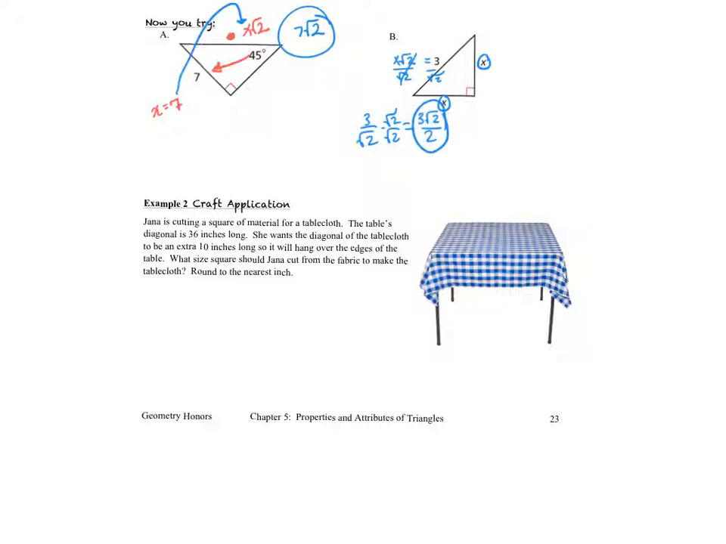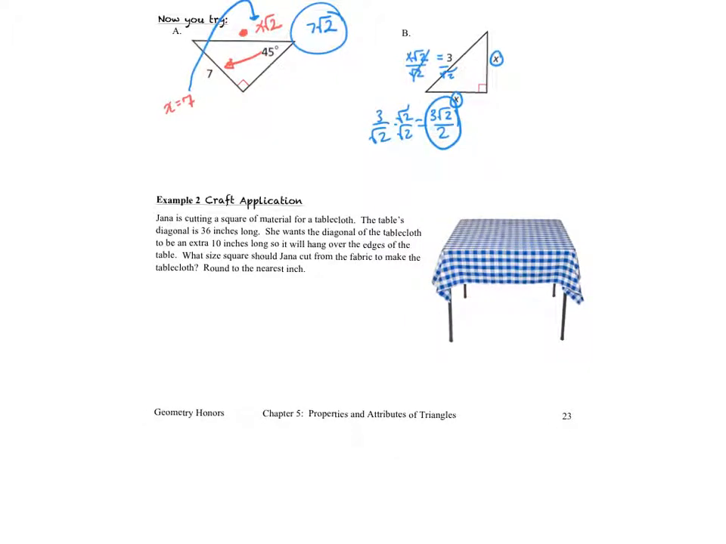Okay, Jane is cutting a square material for a tablecloth. So this is a square. The table's diagonal is 36 inches long. So I already know that's my hypotenuse, so I know that that's equal to x radical 2 before I even get too far into this. She wants the diagonal of the tablecloth to be an extra 10 inches, so it will hang over the edges of the table. So she needs to add 10 more to that, so it's really 46 inches.